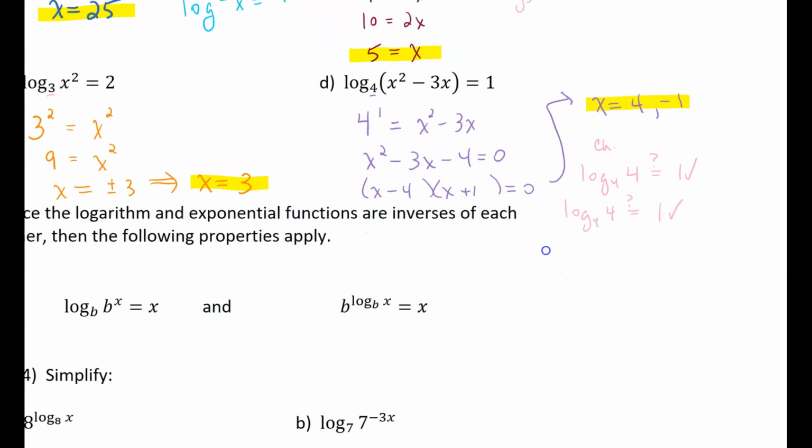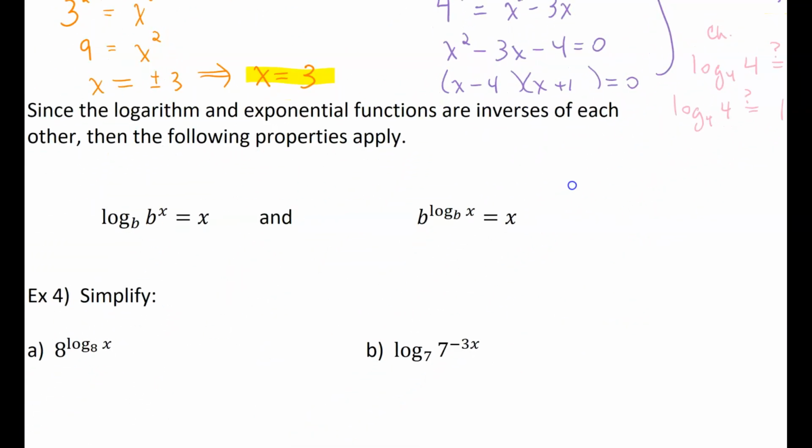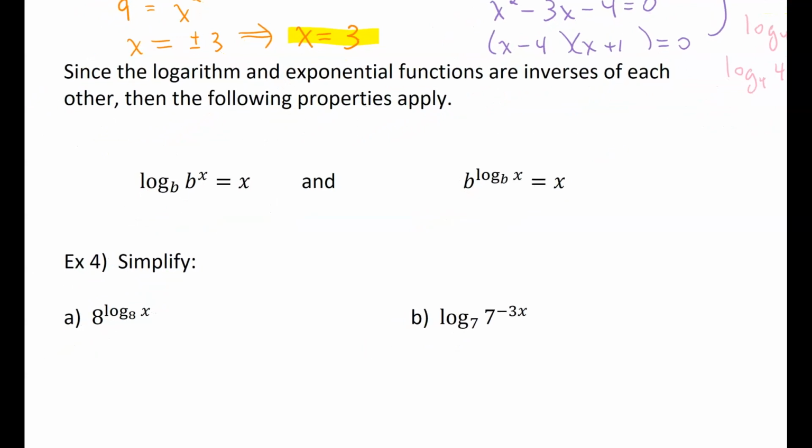Couple other properties here. So in the first one, I have log base b of b to the x power is equal to x. So the things we want to notice here are that the base of the log is equal to the base in the argument, and that the argument is being raised to another power.